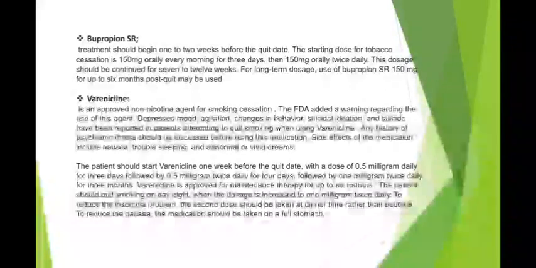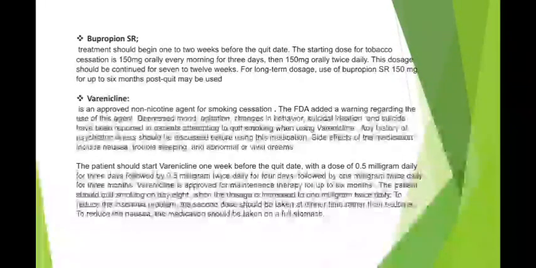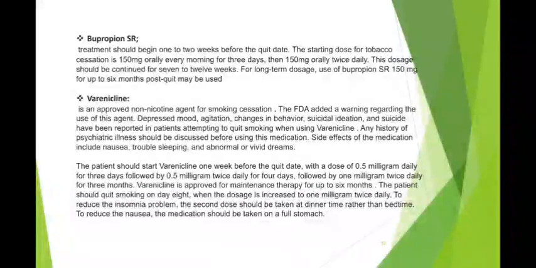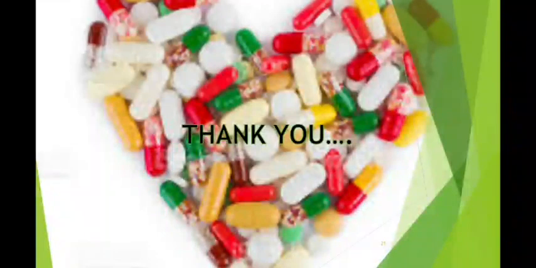The patient should start varenicline 1 week before the quit date with a dose of 0.5 milligram daily for 3 days, followed by 0.5 mg twice daily for 4 days, followed by 1 milligram twice daily for 3 months. Varenicline is approved for maintenance therapy for up to 6 months. To reduce the insomnia problem, the second dose should be taken at dinner time rather than bedtime, which also reduces nausea. The medication should be taken on a full stomach. So these are the two drugs used for the treatment of tobacco dependence.